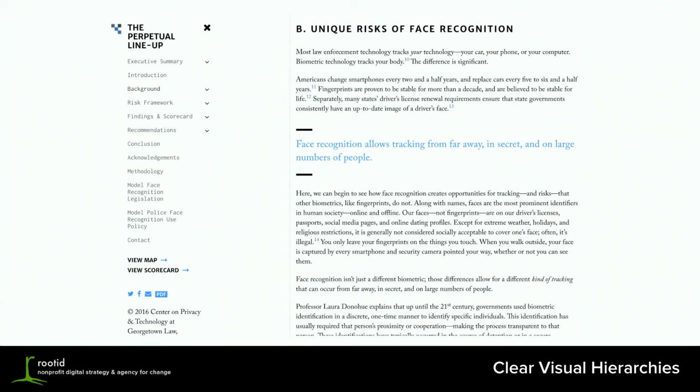Here, because this project, the Perpetual Lineup, is about your privacy and biorecognition and things like that, blue is used so that you trust that this is a trustworthy source. It's very black and white to be clear and distinct. And then going back to our navigation, again, we're breaking some nav rules here, but it's for a very good purpose.